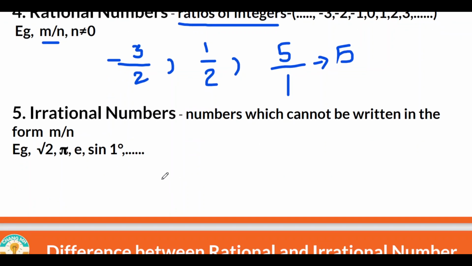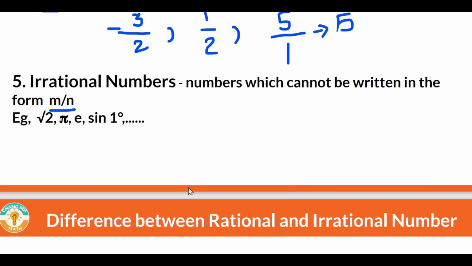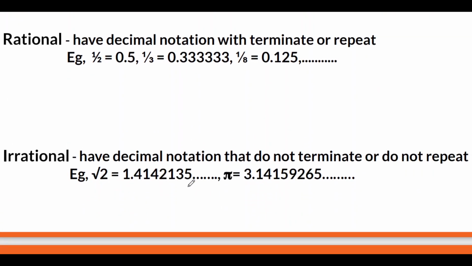So let's look at irrational numbers. An irrational number is one we can't write in the form m by n. Let's look at root 2, pi, e, and sine 1 degree. These are irrational numbers. We can't write them as a fraction m by n. So let's look at the difference between rational and irrational numbers.